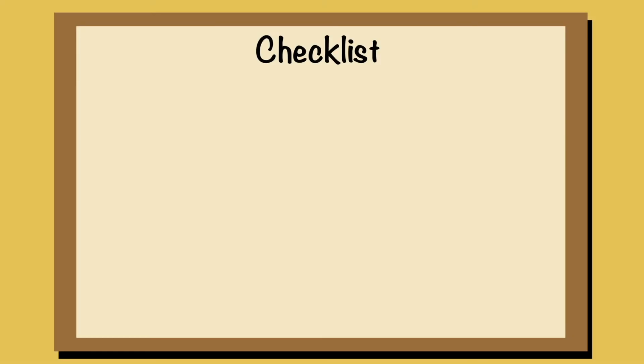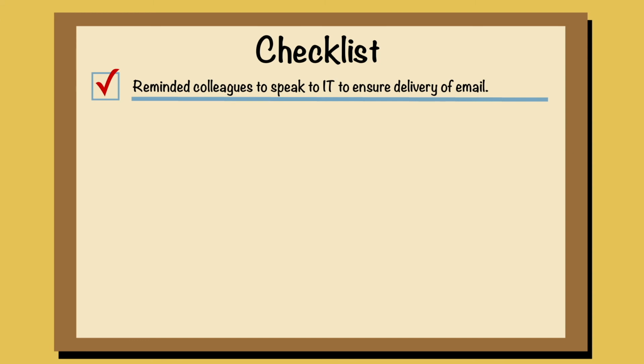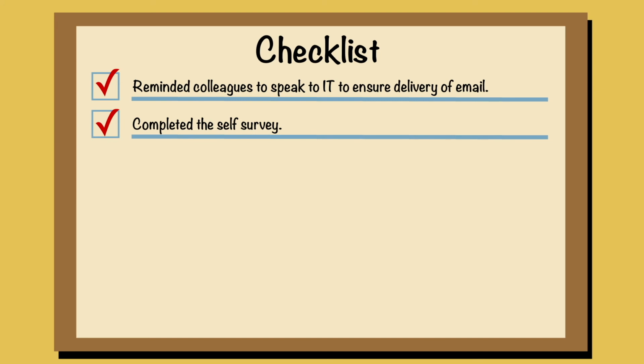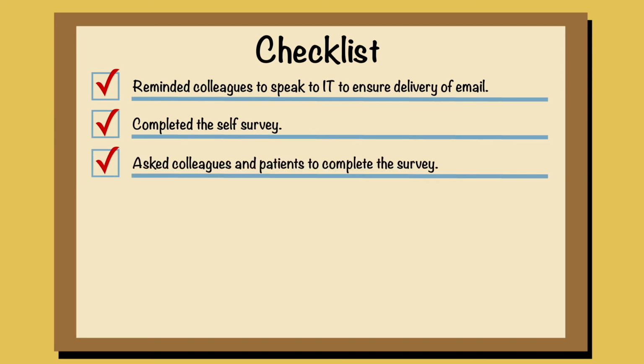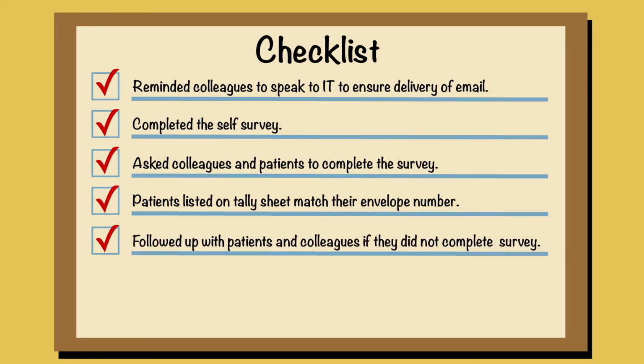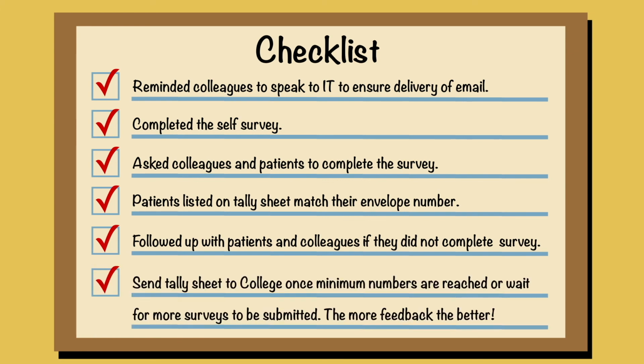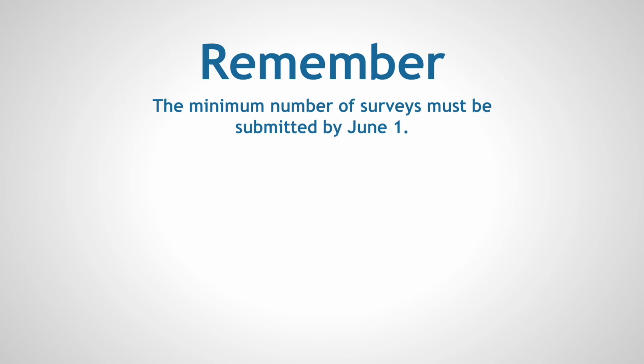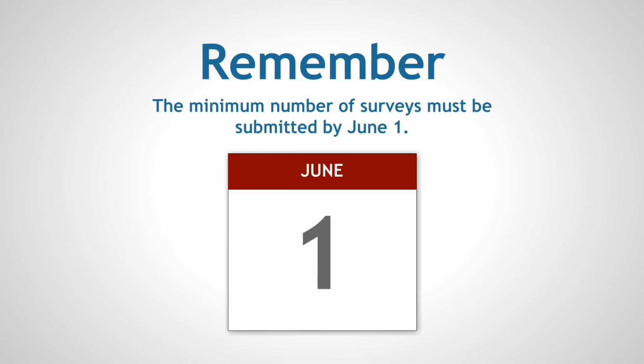Here's a checklist to ensure that you have done everything. Reminded colleagues to speak to the IT to ensure delivery of the email. Completed the self-survey. Asked colleagues and patients to complete the survey. Patients listed on the tally sheet match their envelope number. Followed up with patients and colleagues if they did not complete the survey. Send the tally sheet to the college once minimum numbers are reached, or wait for more surveys to be submitted. And remember, the minimum number of surveys must be submitted by June 1st.